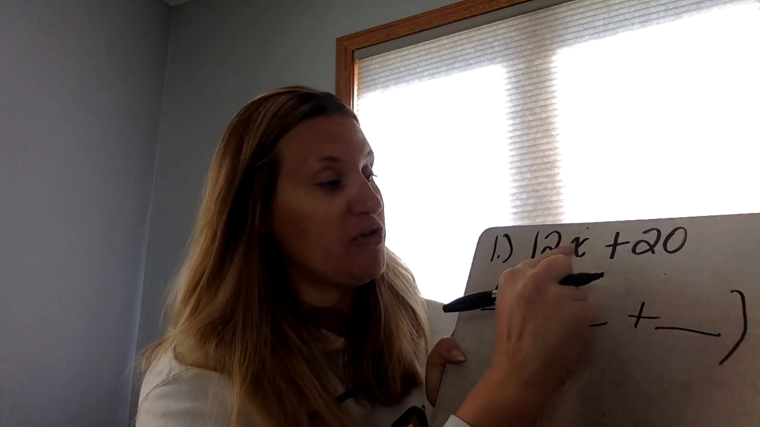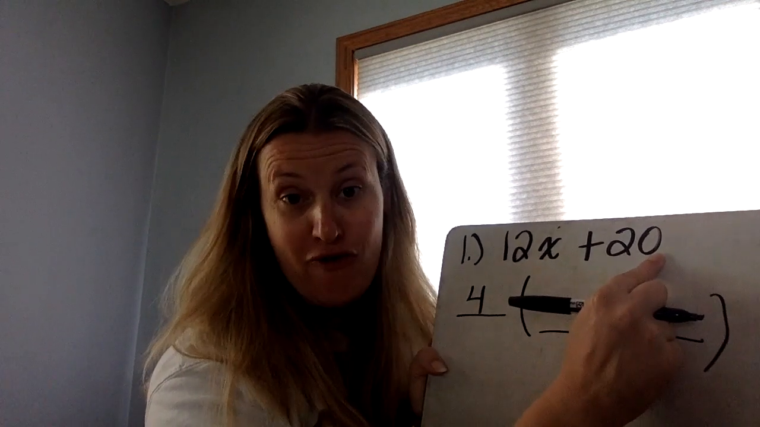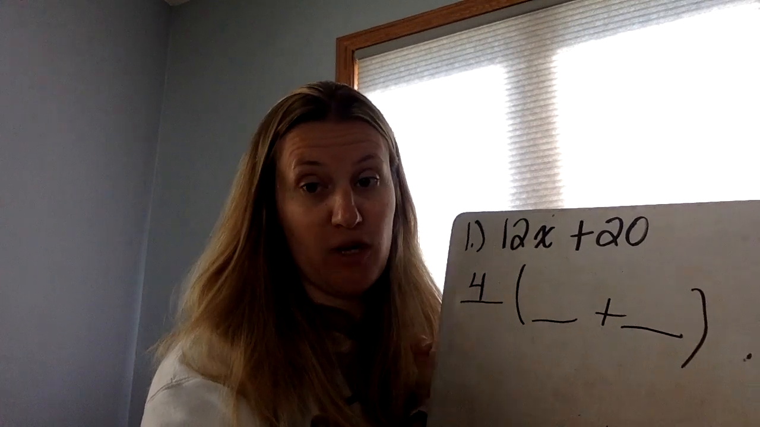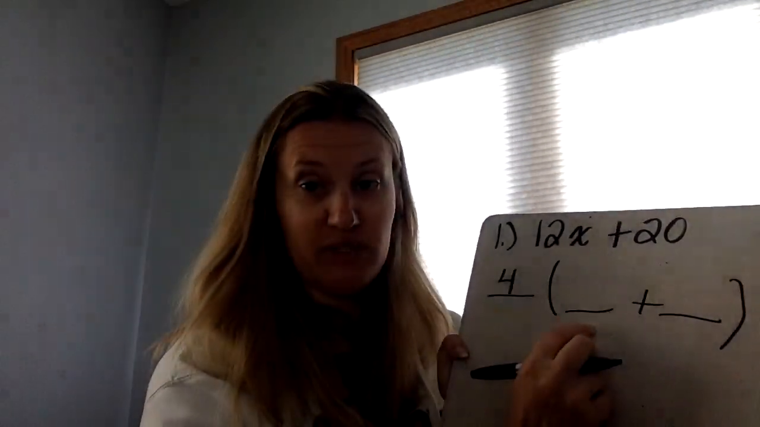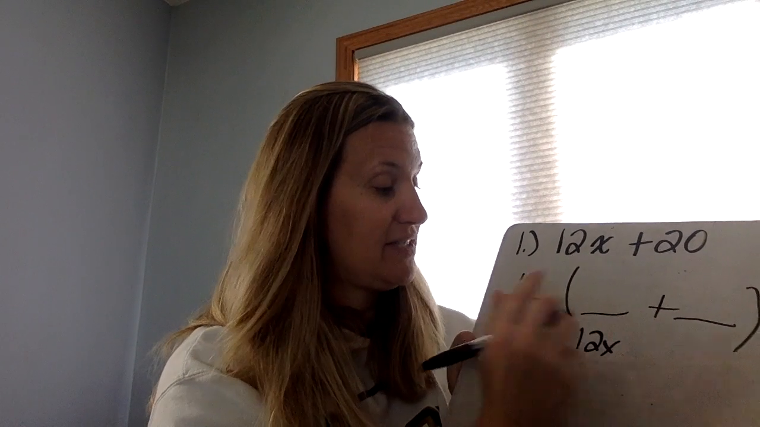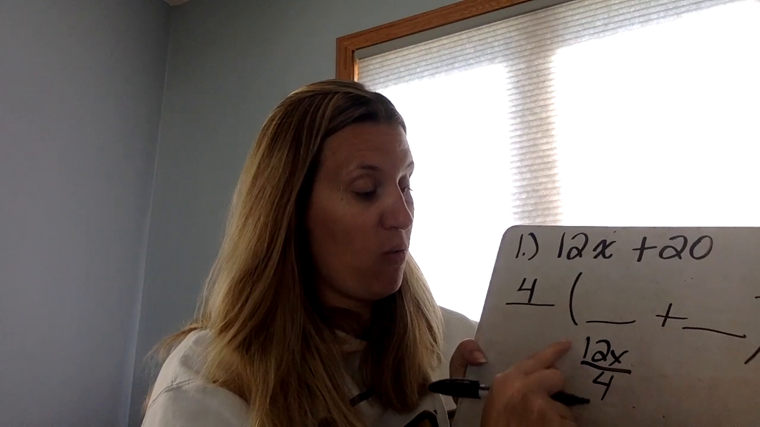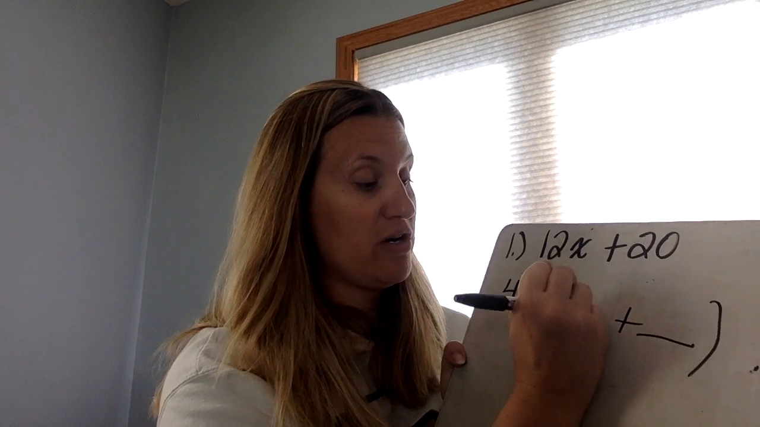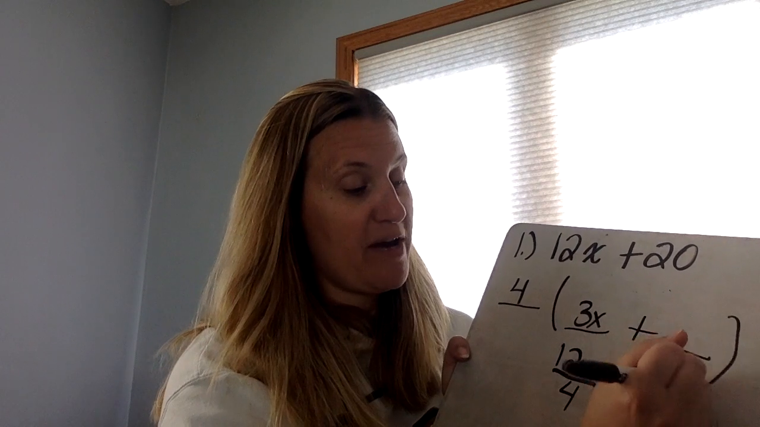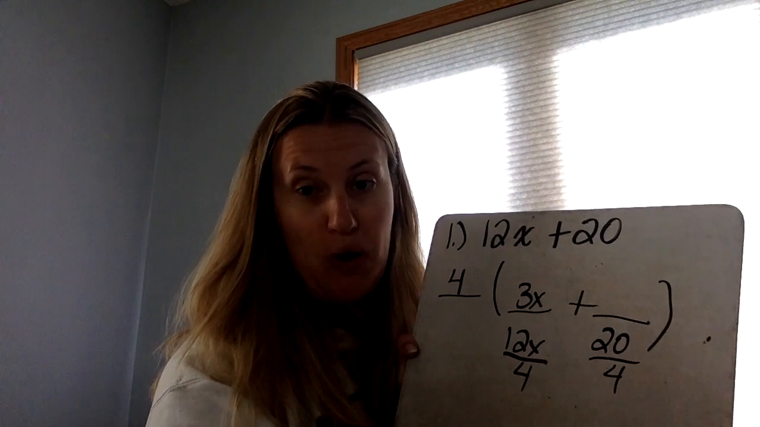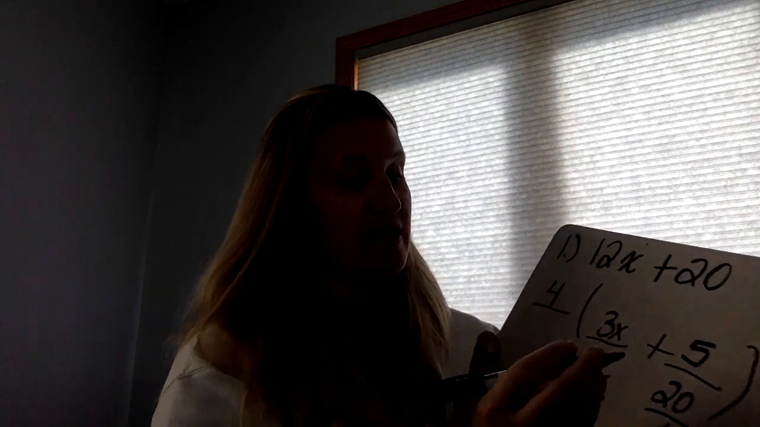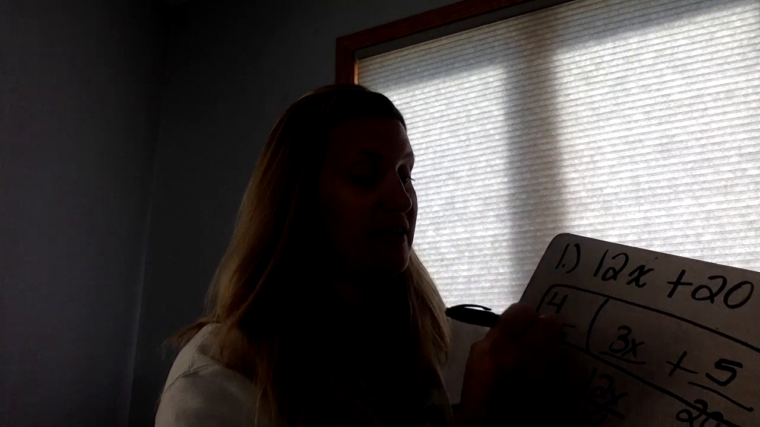Then I look at the variables. There's an x here, but there's no variable here, so I cannot pull an x out of both of these. So I'm done with the 4. Then remember, to get what goes here, it's division. I'm going to take 12x divided by the greatest common factor of 4. 12x divided by 4 is 3x. Then I'm going to take the second term divided by our greatest common factor, which is 20 divided by 4. 20 divided by 4 is 5. So that would be our final answer.